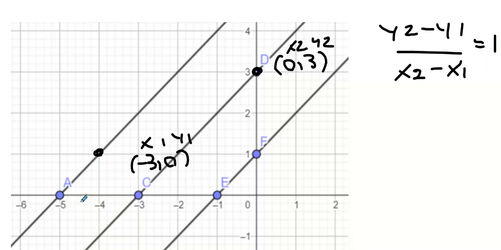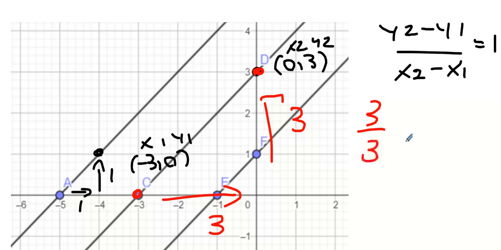Now I'll tell you how I know it's a slope of 1. To get from here to here, across 1 and up 1. Yeah. So if I want to go from this red point here to this red point here, across 3 and up 3, what's 3 divided by 3? 1. So I know the slope of 1.